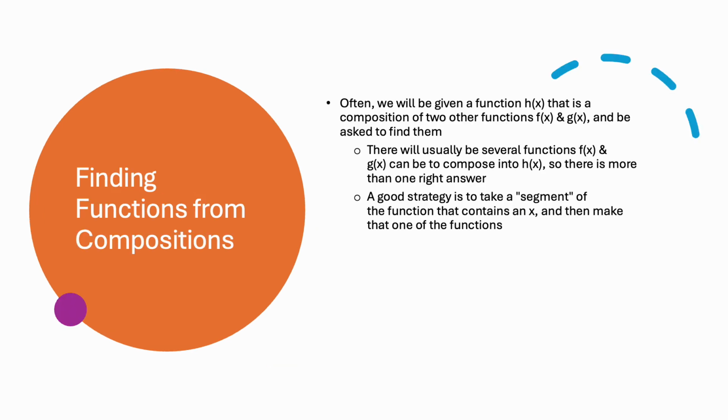Okay, so what if we already have a composition of functions and we're asked to find the two functions that it is composed of? If that's the case, first of all, there's going to be more than one right answer, right? Because if we have, for example, let's say we have 2x minus 5, and this is in a square root, right?